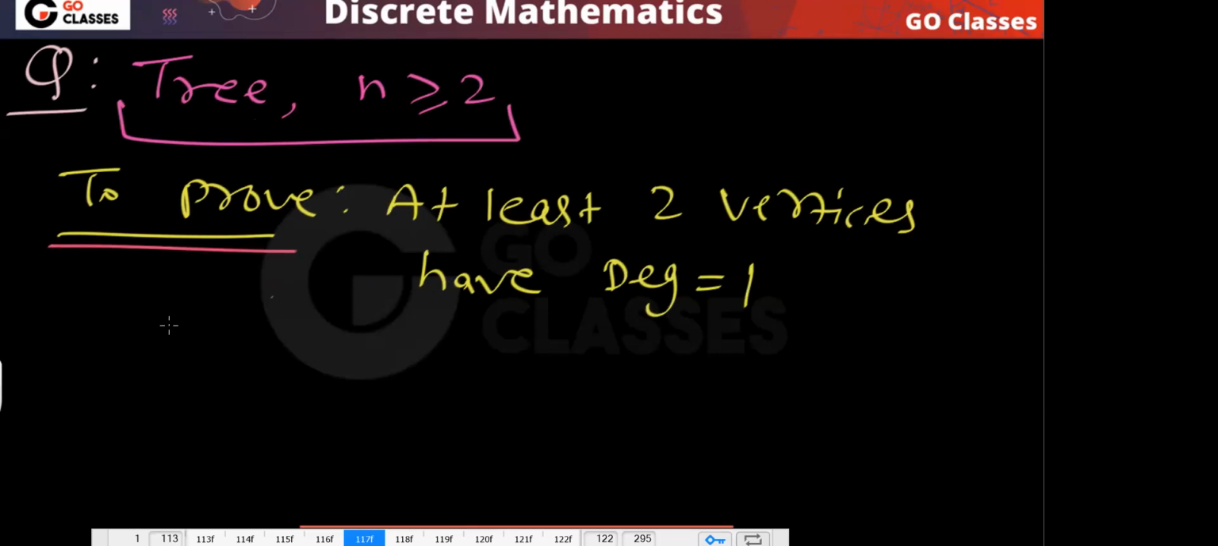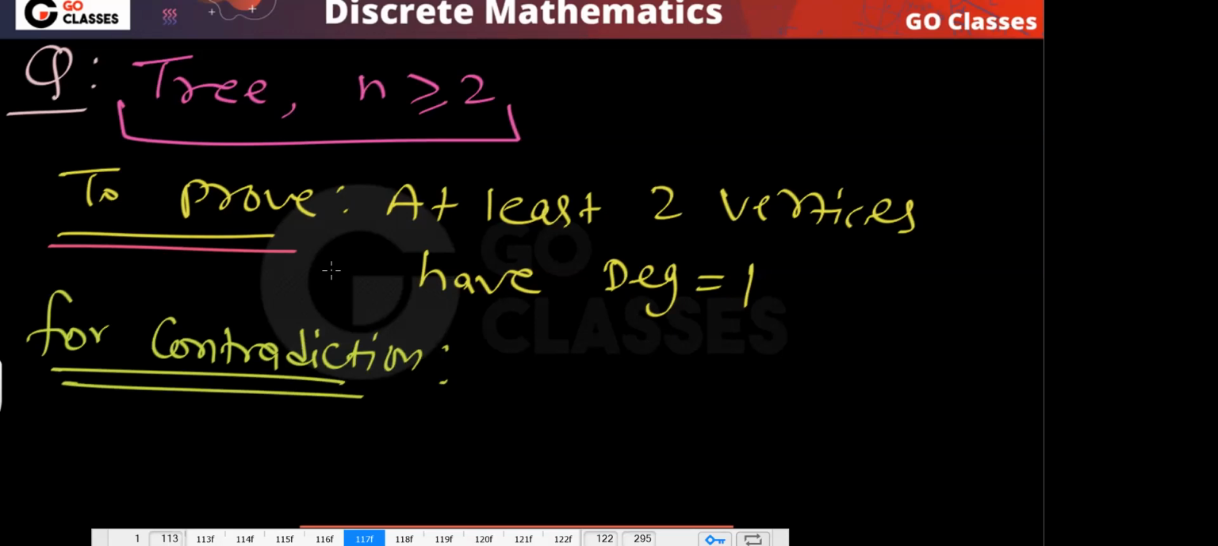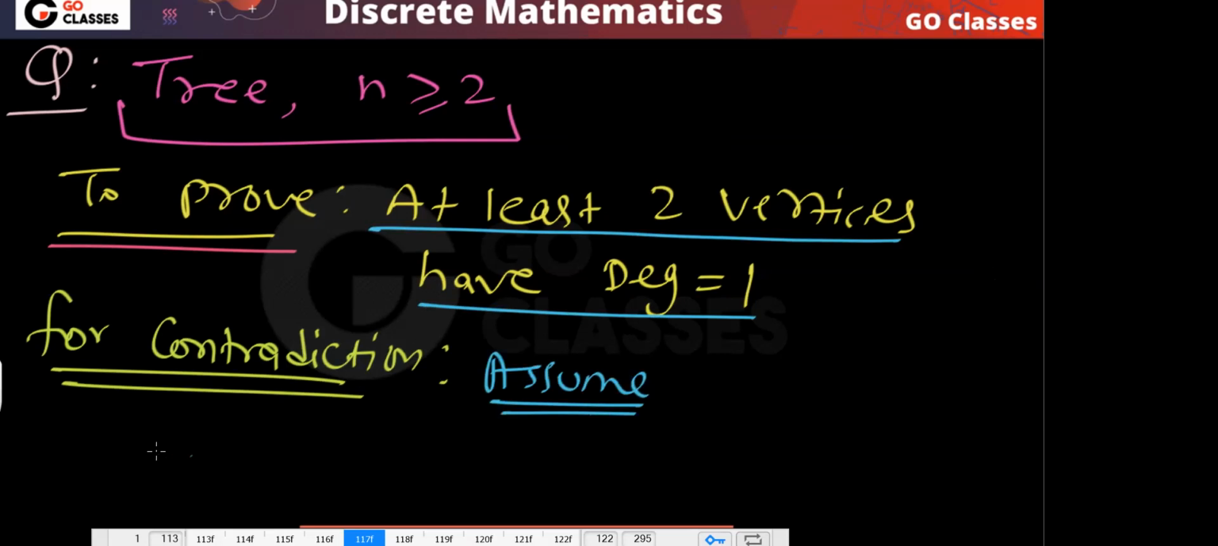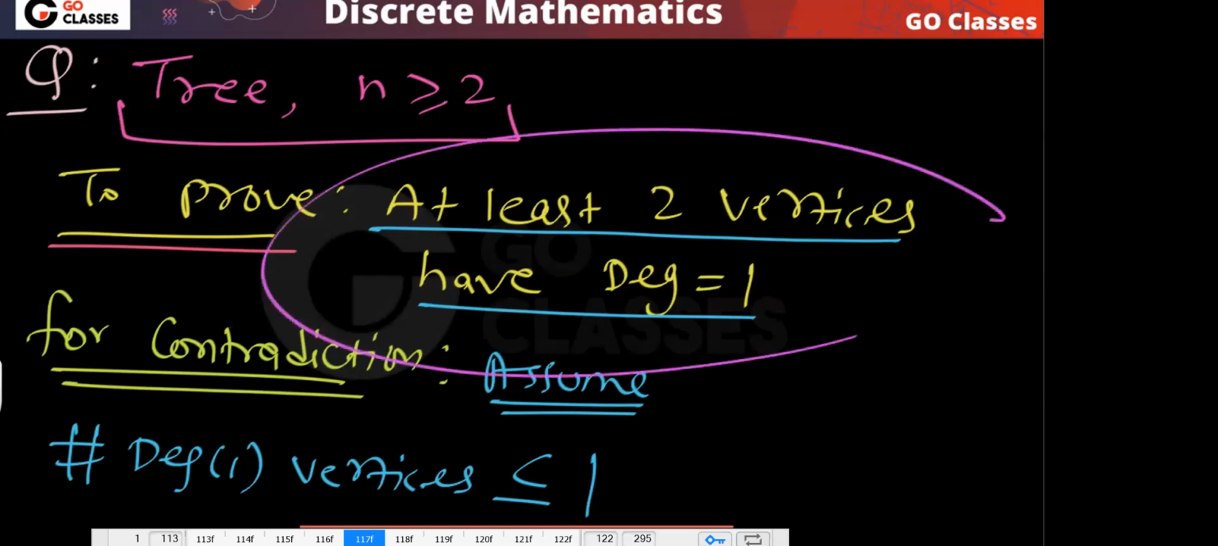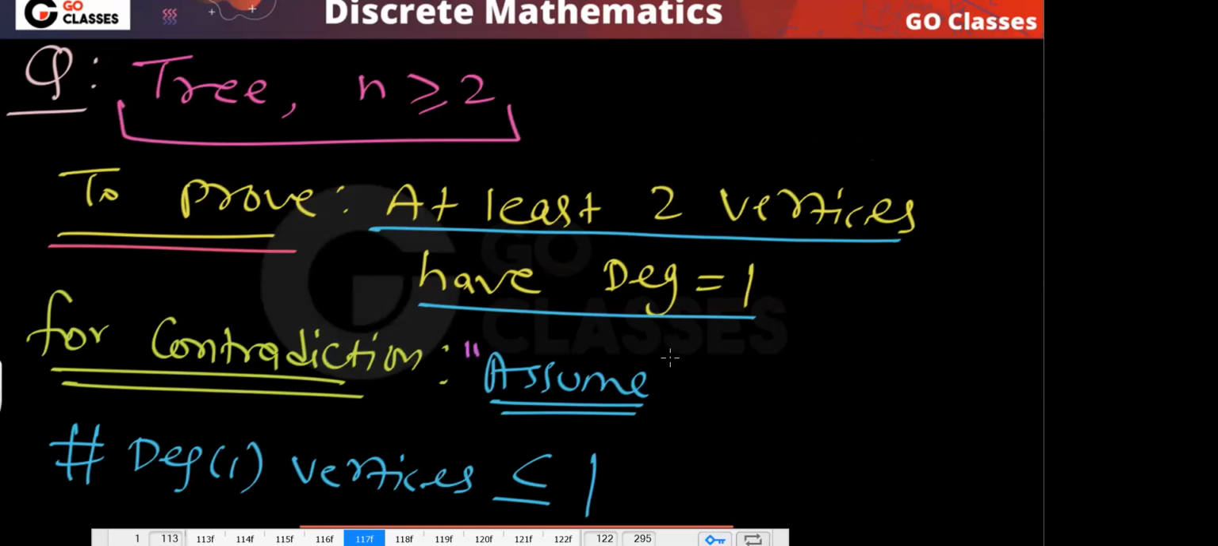Tell me a few things. For contradiction, what will I assume? This is what we have to prove: at least 2 vertices have degree 1. So for contradiction, I will assume the number of degree 1 vertices is less than or equal to 1. Yes or no? Is this clear? Because we have to prove at least 2 vertices have degree 1, for contradiction I assume that the number of degree 1 vertices is less than or equal to 1.